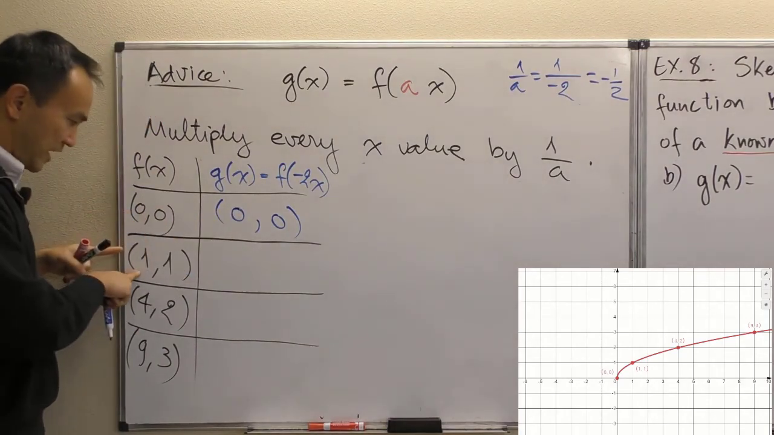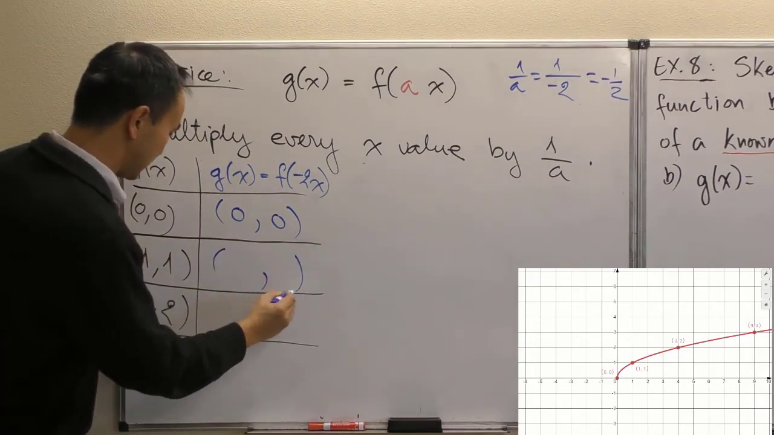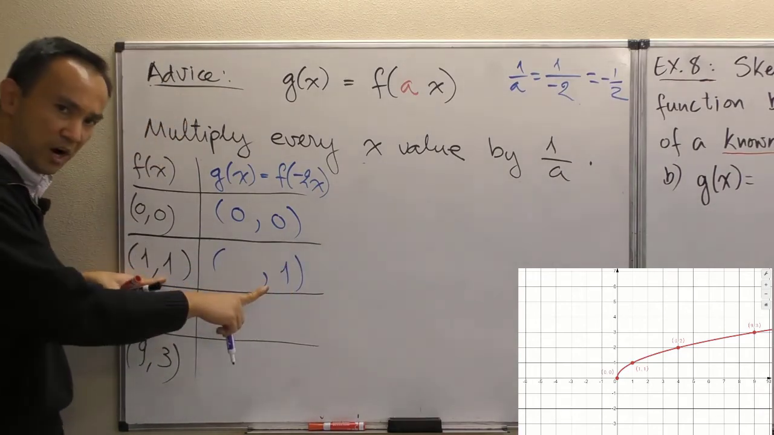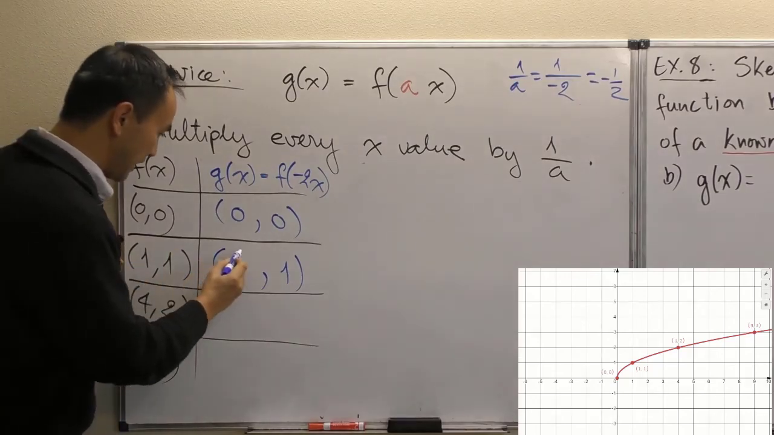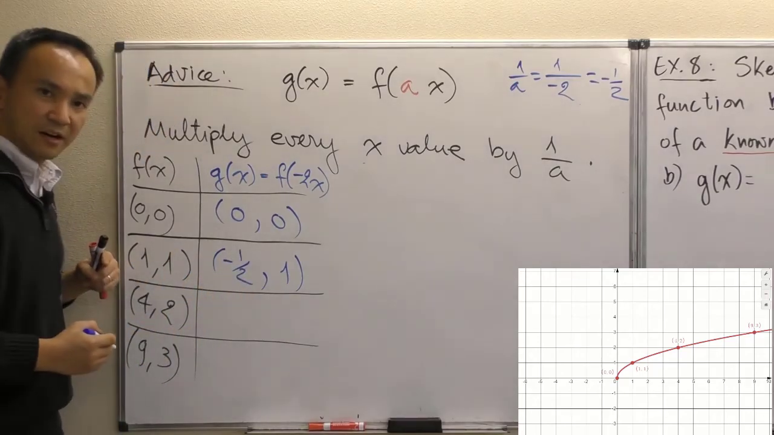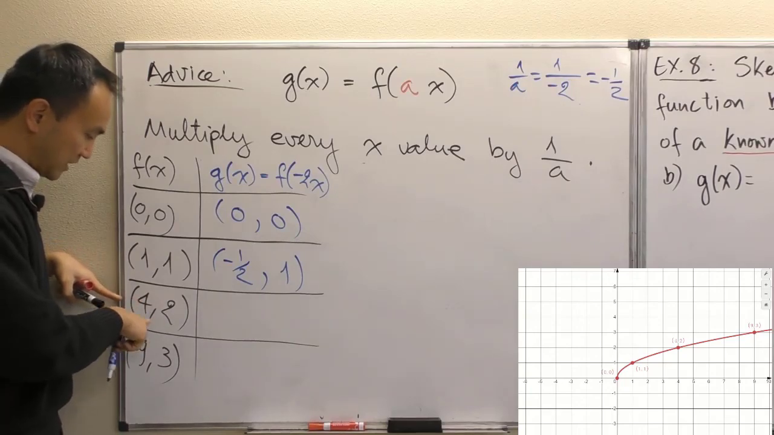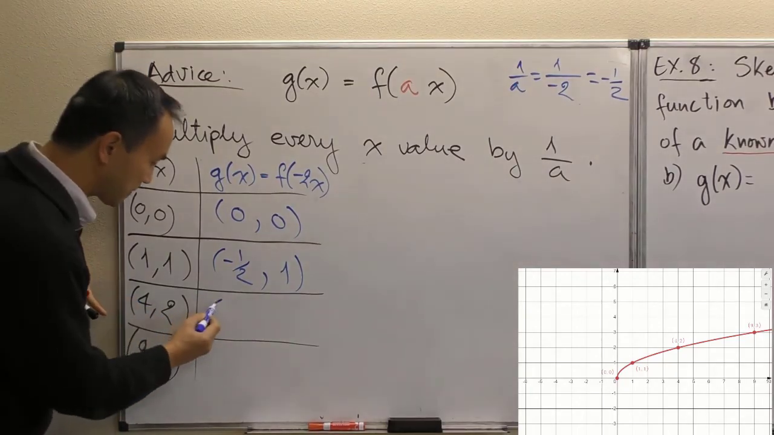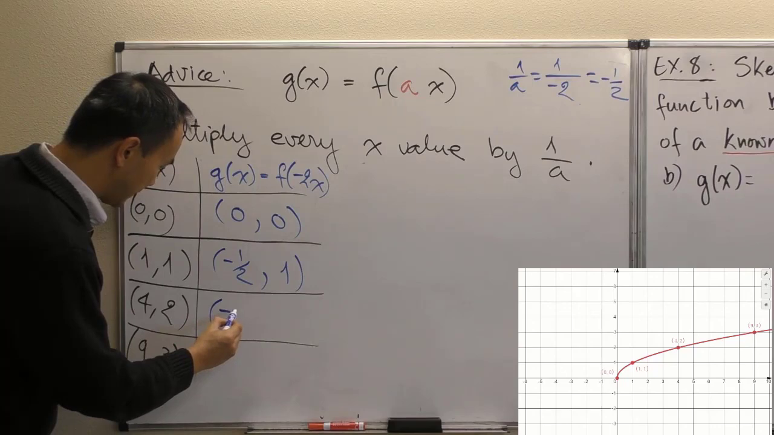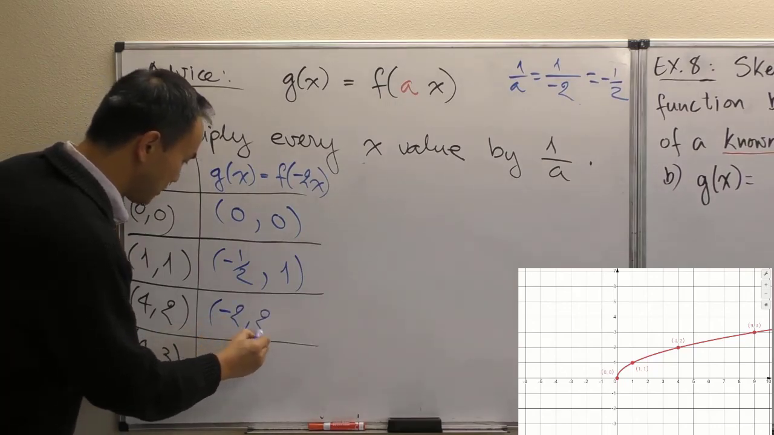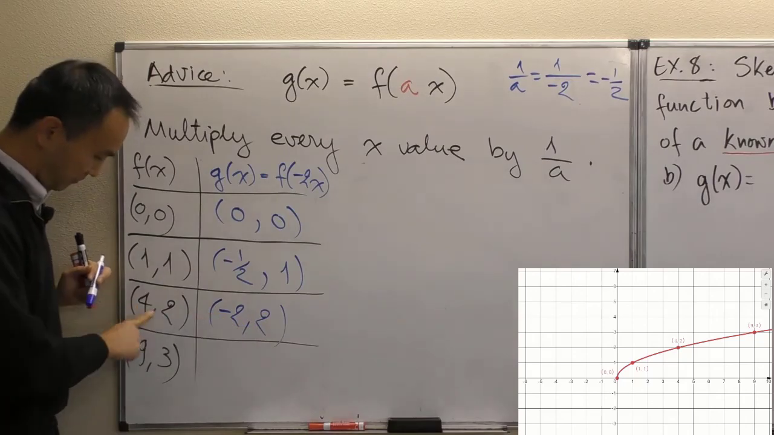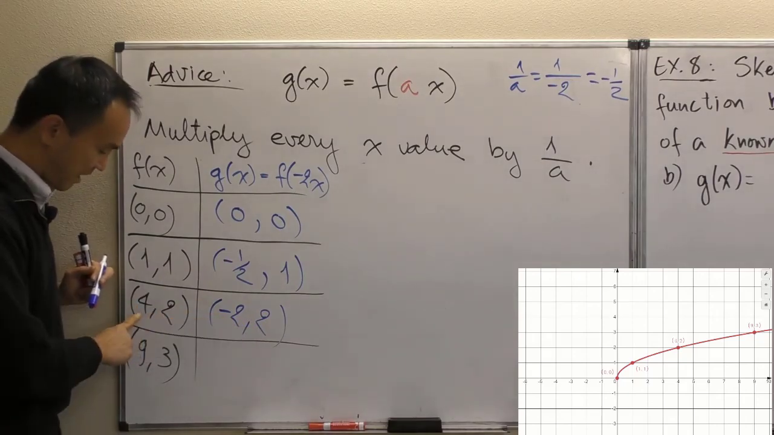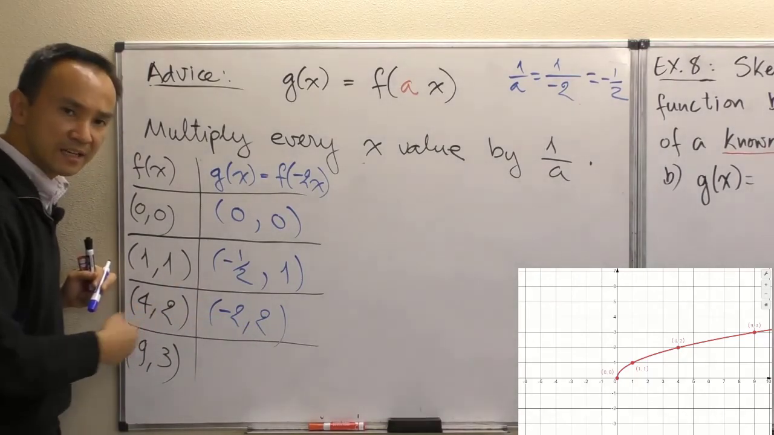Okay, now this next one right here, I'm looking at 1 for y because the y value stays the same. 1 times negative 1/2 gives me negative 1/2. Okay, now this next one right here, 4 times 4 comma 2 gives me negative 2 comma 2. All right, this y value stayed the same. This x value came out because 4 times negative 1/2.